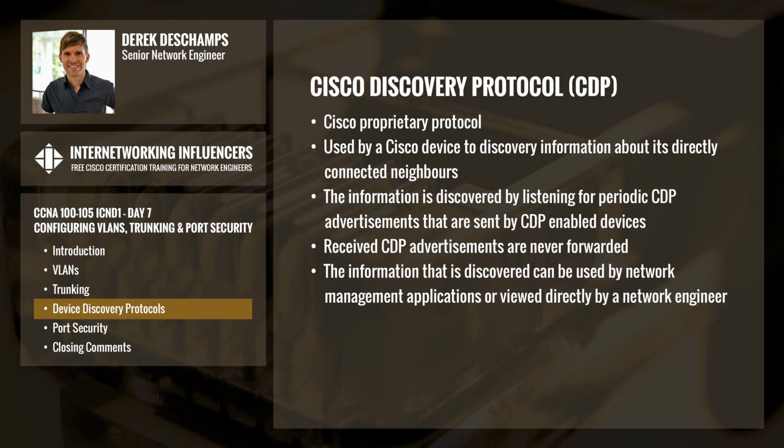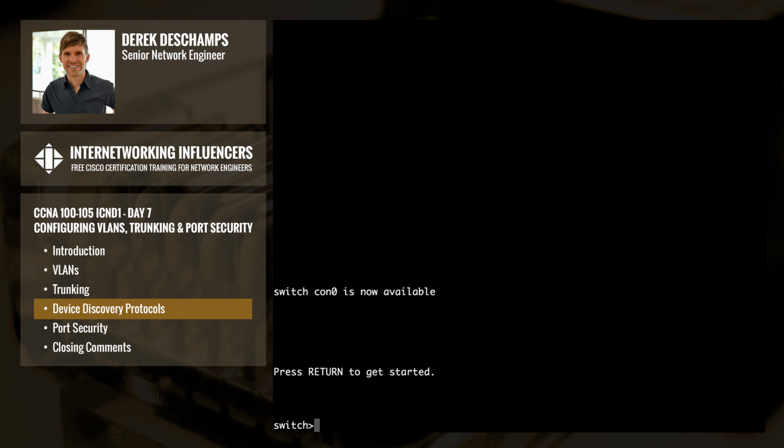The information is discovered by listening for periodic CDP advertisements that are sent by CDP-enabled devices. Received CDP advertisements are never forwarded. The information that is discovered can be used by network management applications or viewed directly by a network engineer. Alright, so let's take a look at how to view the information that is discovered by CDP.